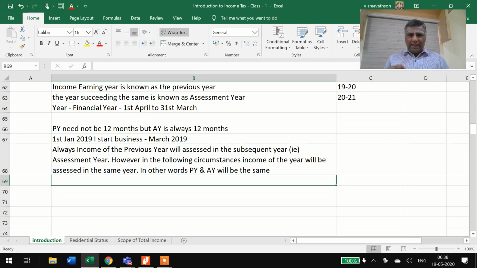Before going into the cases, let me take one example where you can easily understand. Let us take that an individual got employment in Singapore and is going to leave India on 1st December 2019.